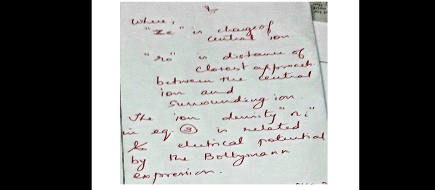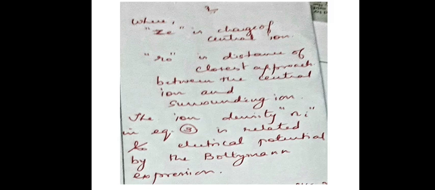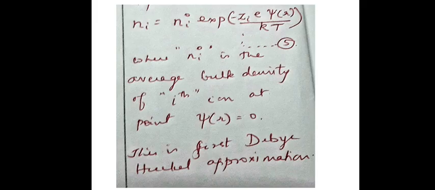The ion density Ni in equation 3 is related to the electrical potential by the Boltzmann expression. What is equation 3? Rho is equal to sigma i Ni Zie. So Ni is equal to Ni naught exponential of minus Zie psi r by kT. This is equation 5, where Ni naught is the average bulk density for the ith ion at the point where psi r is equal to 0.